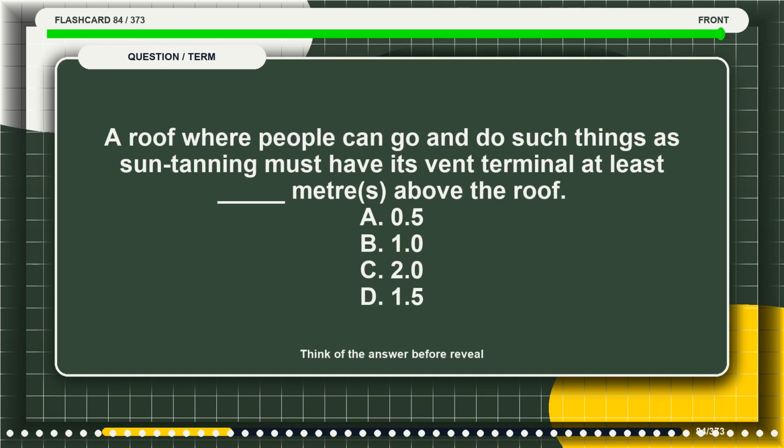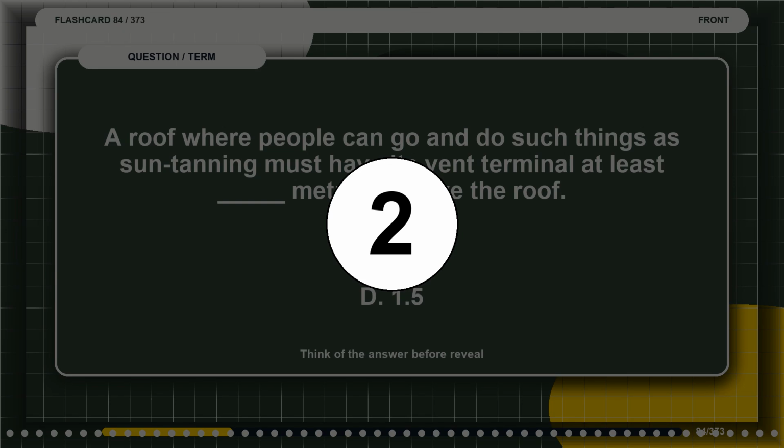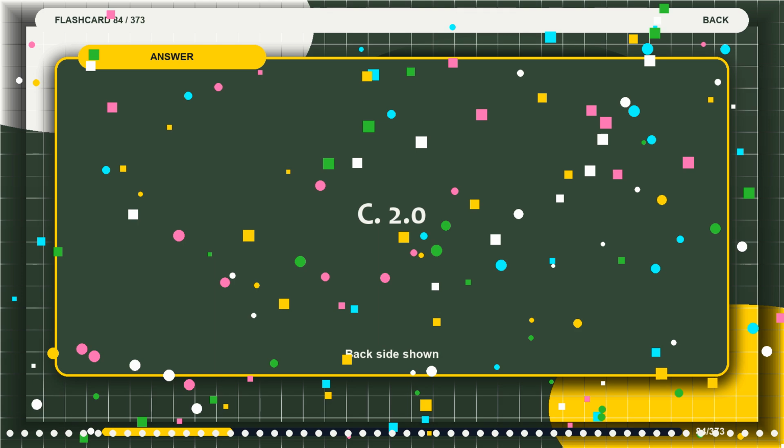Flashcard 84. A roof where people can go and do such things as suntanning must have its vent terminal at least blank meters above the roof. A. 0.5 B. 1.0 C. 2.0 D. 1.5. Think of the answer before the reveal. The answer is C. 2.0.